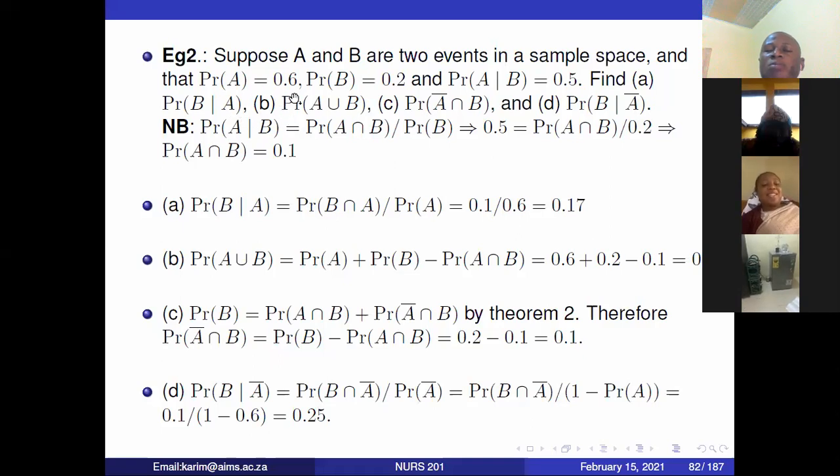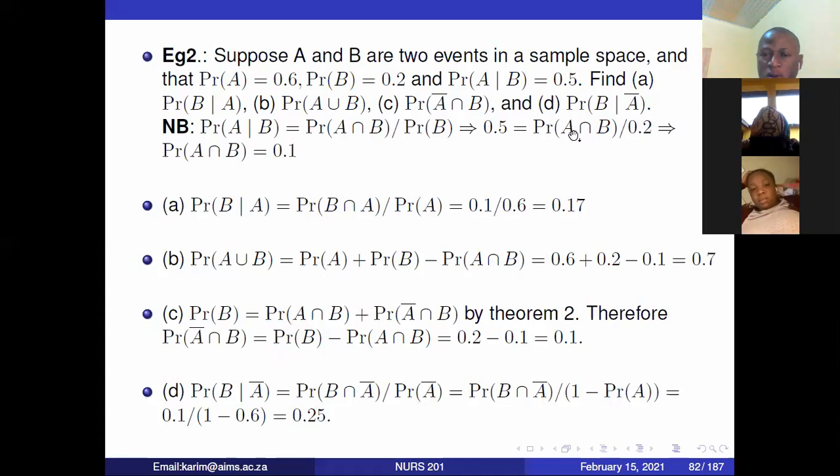B, the probability of event A occurring or event B occurring, which is the same thing as the probability of A union B. C, the probability of A not occurring. What is the probability that event A will not occur and event B will occur? Then D, we want to find the probability of event B occurring, given that event A has not occurred.